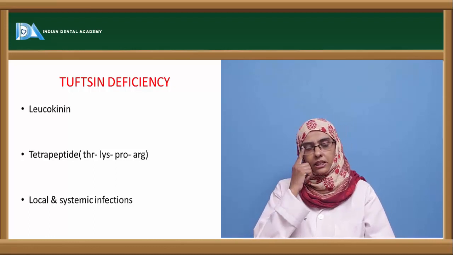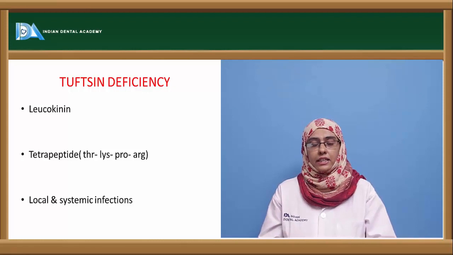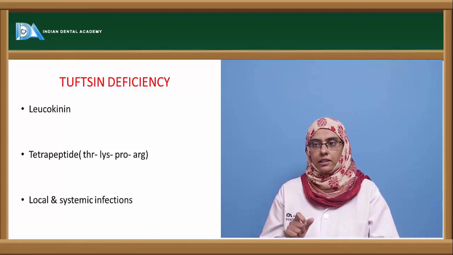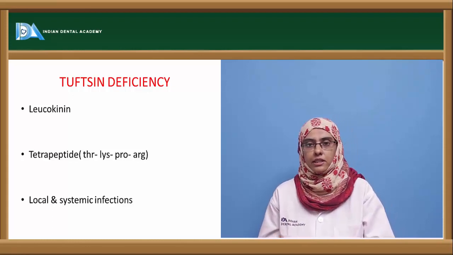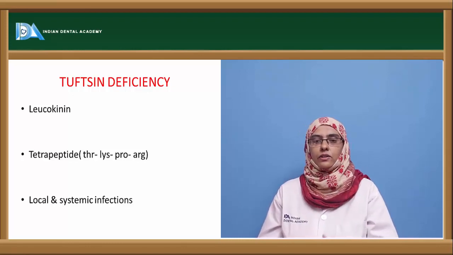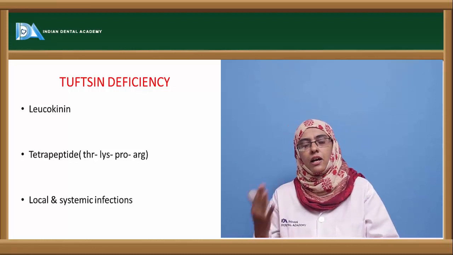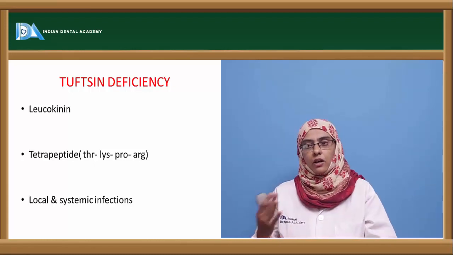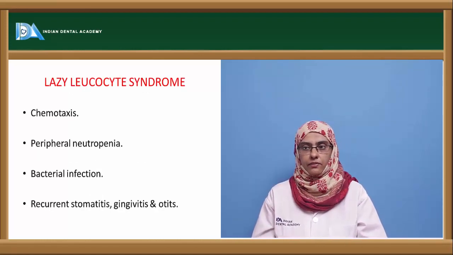Next is Tuftsin deficiency. Tuftsin is nothing but a leukokinin. It was discovered at Tufts University, and it is a tetrapeptide consisting of threonine, lysine, proline and arginine. A decrease in the production of tuftsin decreases phagocytic activity. That is, there is an interaction between this leukokinin and the phagocytic activity. So decreased production of this leukokinin causes decreased phagocytic activity, leading to local and systemic infections.